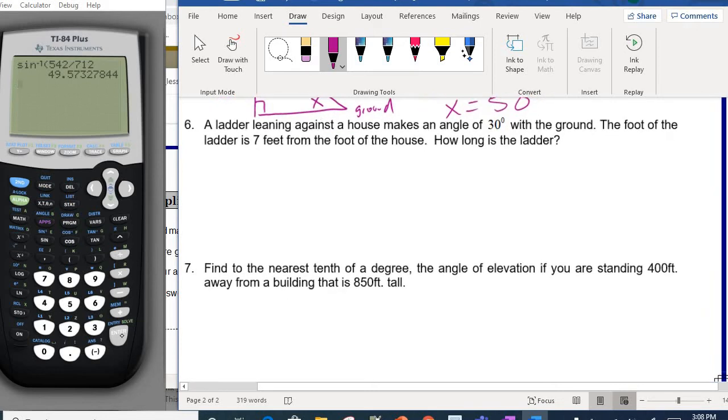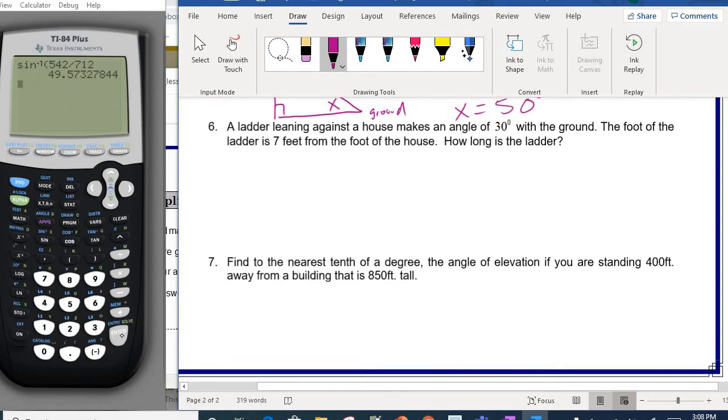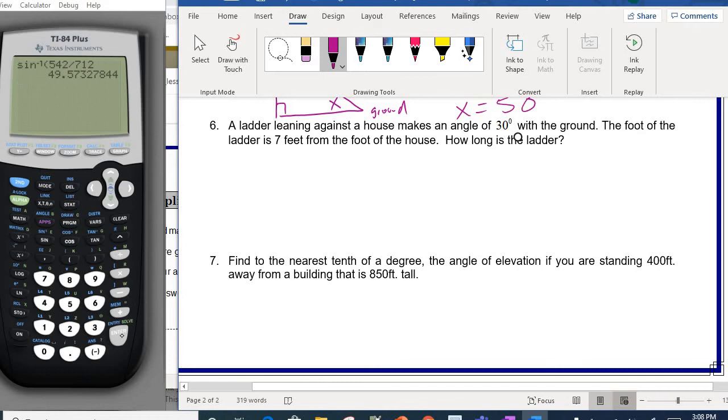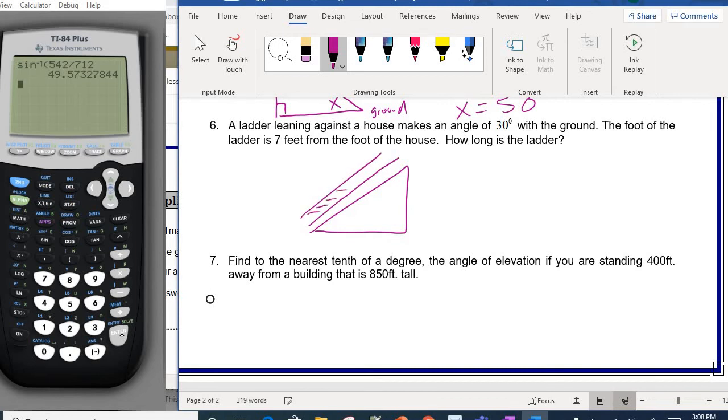A ladder leans against a house, making an angle of 30 degrees with the ground. All right, so let's draw a picture here. The ladder is kind of leaning, so here's your ladder. Here's your house. Not really a great diagram, but I think you get the idea. And it makes an angle 30 with the ground. I put that on this angle of elevation. Now the foot of the ladder, that's the base, is 7 feet from the foot of the house. That will be on the bottom. We want to know how long is the ladder.